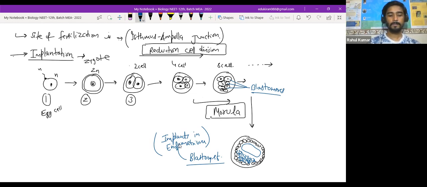Write down. After forming a morula, it moves towards the endometrium and gets embedded as a blastocyst.